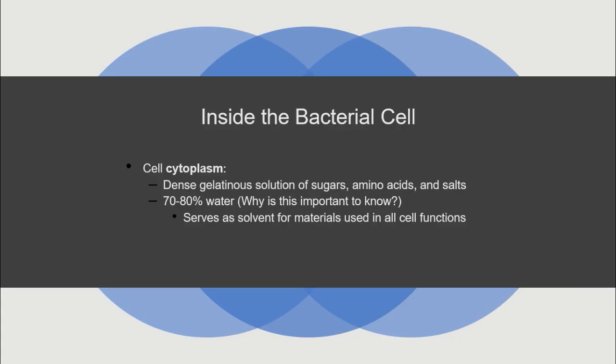Now if you think about the inside of the bacterial cell, we only need to talk about two things. One is the cell cytoplasm, and the second one is the genetic component of the cell, that is the bacterial chromosome. The cell cytoplasm is a dense solution of sugars, amino acids and salts, and it is composed of mostly water, 70 to 80% water. It serves as a solvent for materials used in cell functions like proteins, amino acids, sugars and salts. So this acts as a medium, as a solvent for all those components.